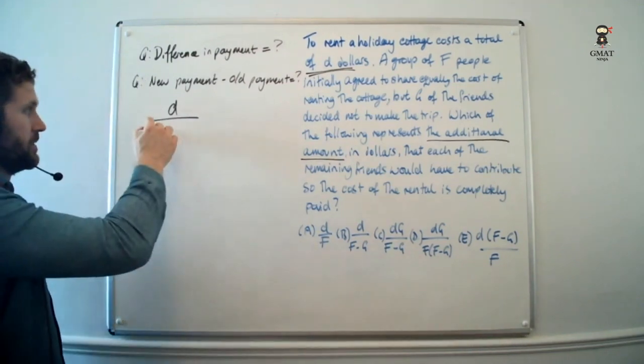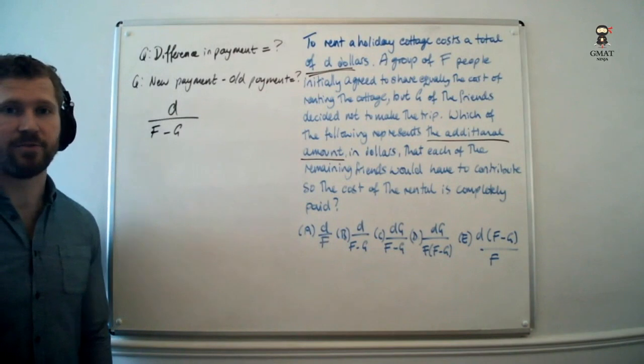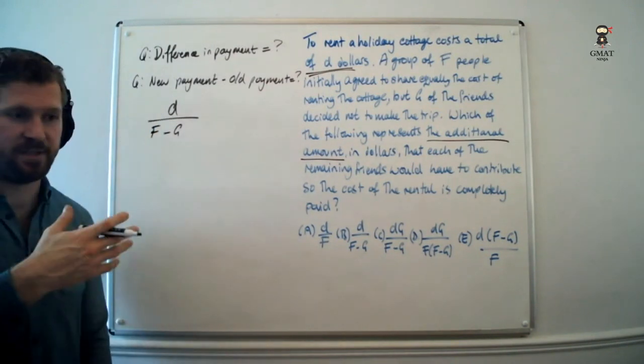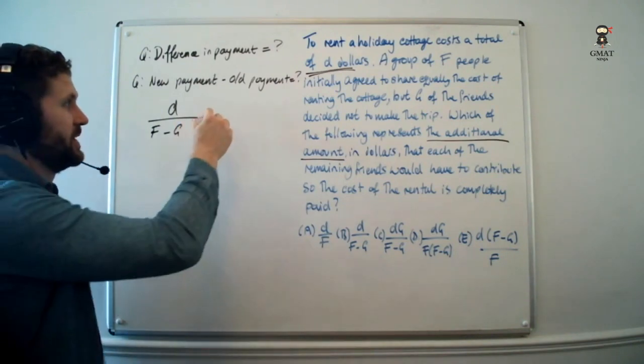So to find out the amount that each of them has to pay, I would divide the total cost by the number of people remaining on the trip. So it's D divided by F minus G. Then I need to subtract the old payment.